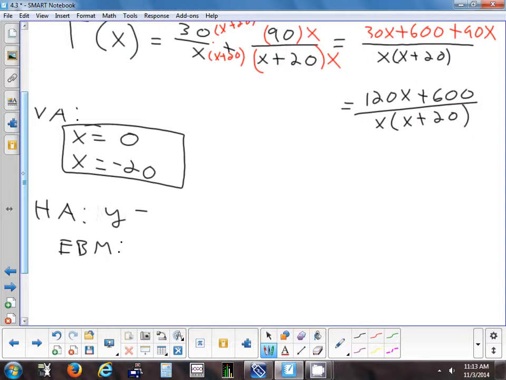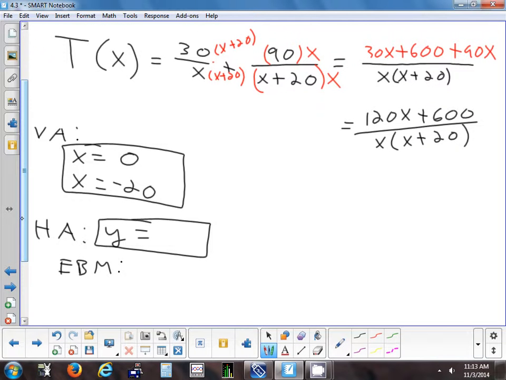And then we'll come back to our horizontal asymptote. Okay, the end behavior model. For that, I'm going to go to my version of the formula where everything's combined together.